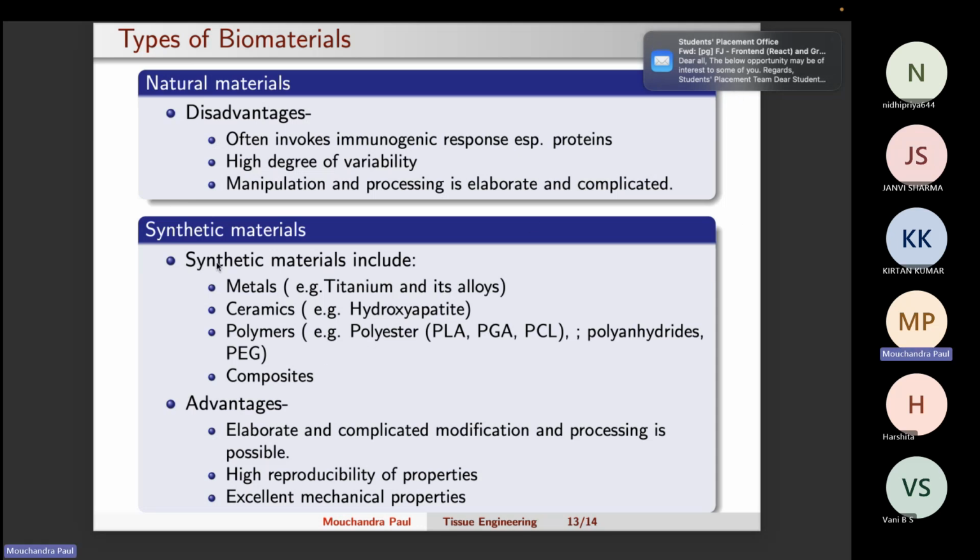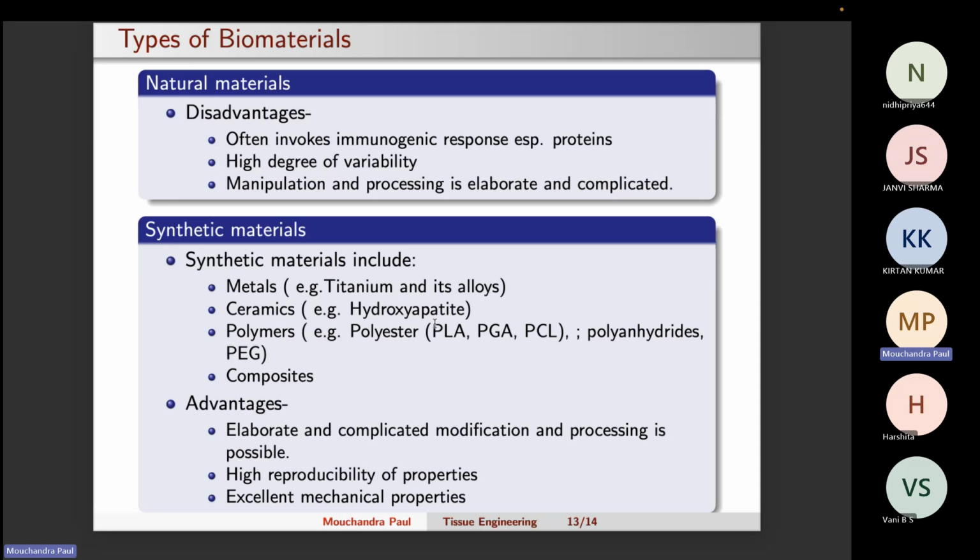And there are also synthetic materials. Synthetic materials are those that you synthesize in a lab, where a chemist or material scientist helps you synthesize them. Again, you can divide them into types: metals, ceramics, polymers, and composites of metals, ceramics, and polymers. Examples of metals are titanium and its alloys. Then there is also the use of stainless steel, etc. Magnesium alloys are also used.